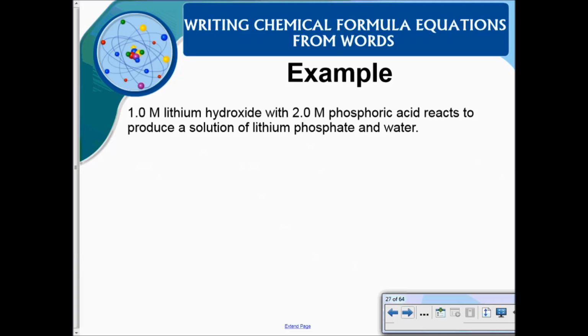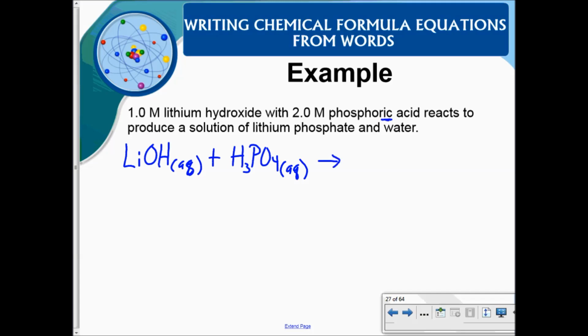Okay, one more. 1 molar of lithium hydroxide. That 1 molar indicates that lithium hydroxide is an aqueous solution with 2 molars of phosphoric acid. So this acid, it's an acid, so you know you have hydrogen. It doesn't have hydro, so we're thinking of a polyatomic ion. The it goes with 8, so it's phosphate, PO4. And phosphate has a charge of -3, so it takes 3 hydrogens to balance. Since it's an acid, we know it's going to be aqueous.